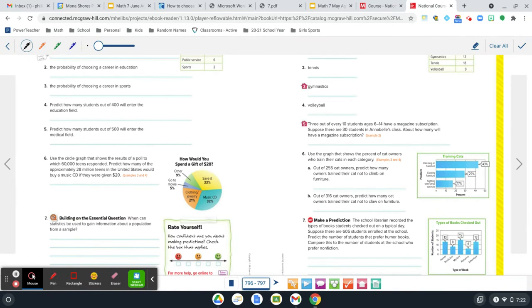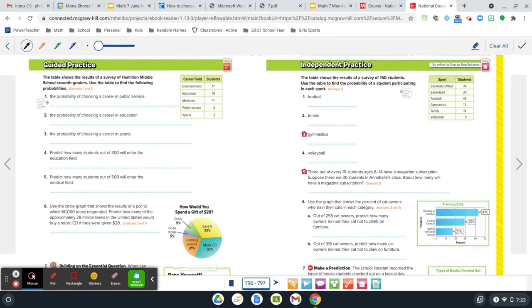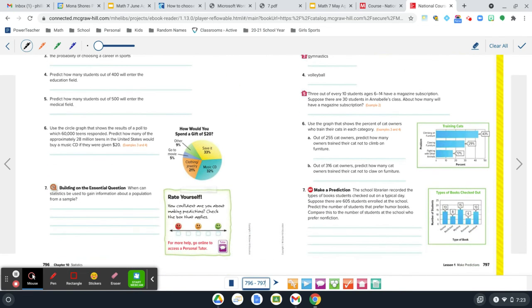So sometimes you're going to be given, let's say, a circle graph like you see here in number 6, instead of a table like the one we started with on Friday at the top here. And if we're dealt a circle graph, which has percentages in those pie pieces, we have to use those percentages to help us predict. So let's read the story in number 6.